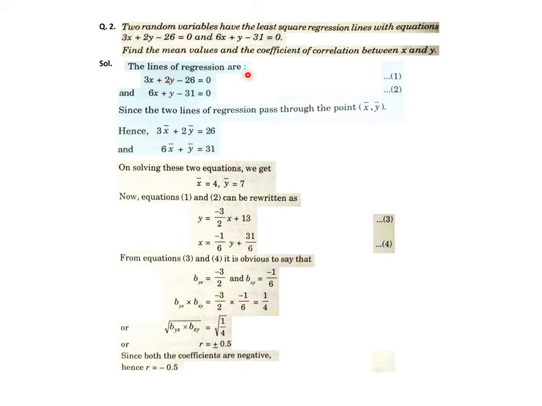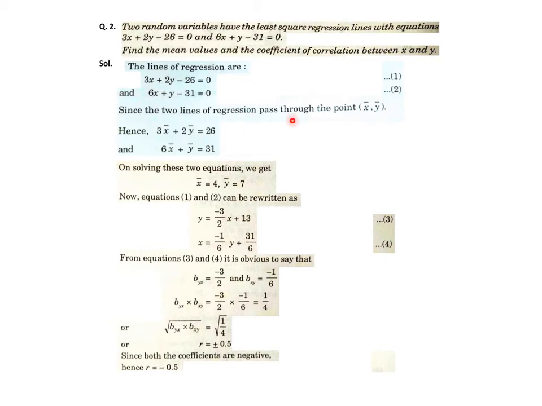First of all, the lines of regression are to be nominated as equations 1 and 2, as these equations are given: 3x plus 2y minus 26 equals 0 and 6x plus y minus 31 equals 0 are equations 1 and 2. And the intersection point of both lines of regression is always given as x bar comma y bar. It is under the standard theory of lines of regression, which we are not discussing here. We are discussing the practical part only.